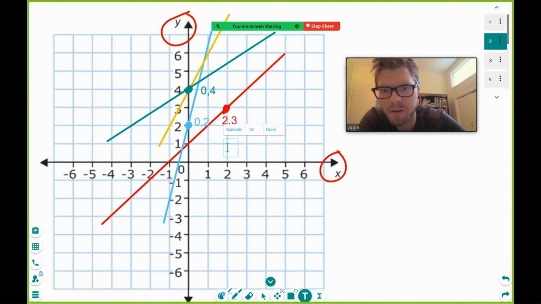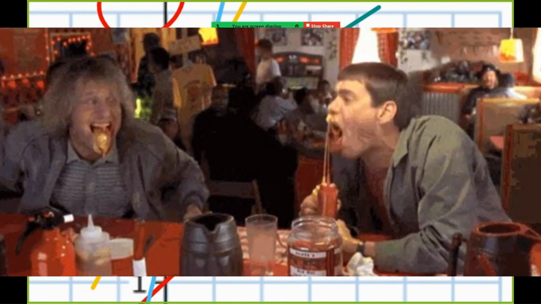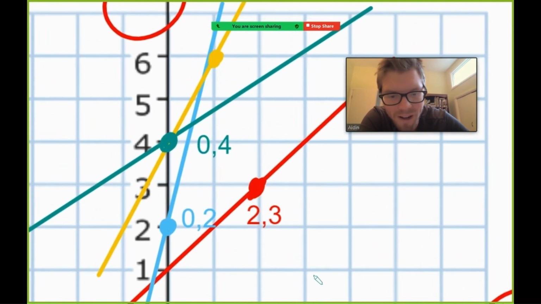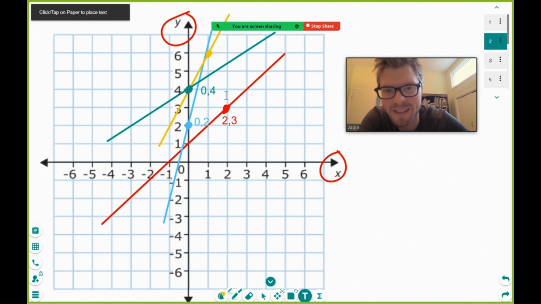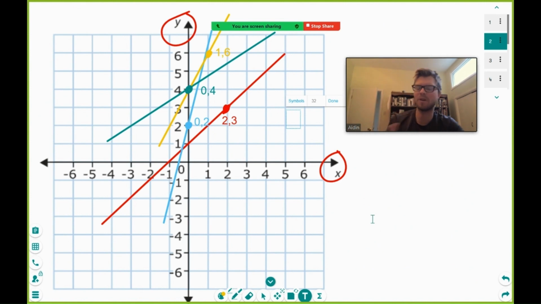And then the last one is yellow. We're going to do yellow here. Yellow we can do up there. Okay, so yellow, or I guess you could call this mustard. Okay, mustard color. There we go. X is going to be 1, y is going to be 6. X is 1, y is 6. Okay, there we go. We have just plotted these points.